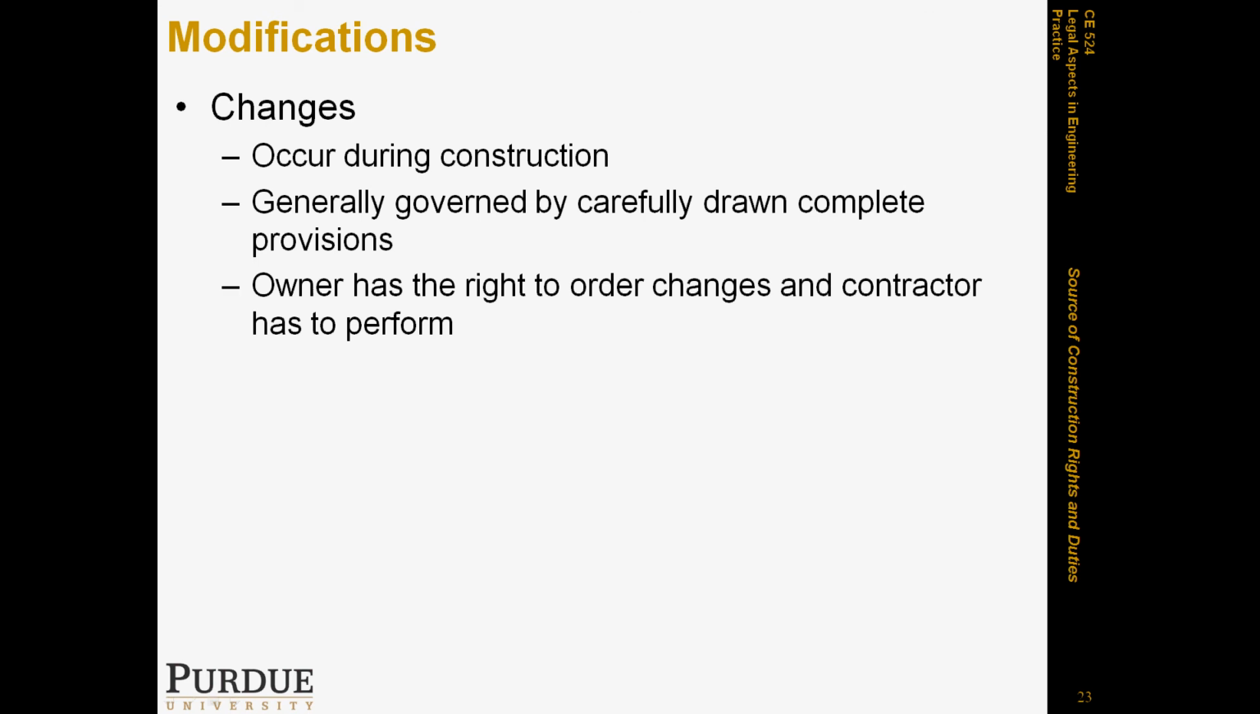The owner has the right to order changes, because as an owner, you don't want to be working on a project and then discover that, oops, we need something extra, we need something less. You don't want to be stuck in a situation where you can't change the project and have it in the end constructed in a way that does not fit your purpose. So owners in almost every set of general conditions of contract are given the right to order changes, and the contractor has to comply.